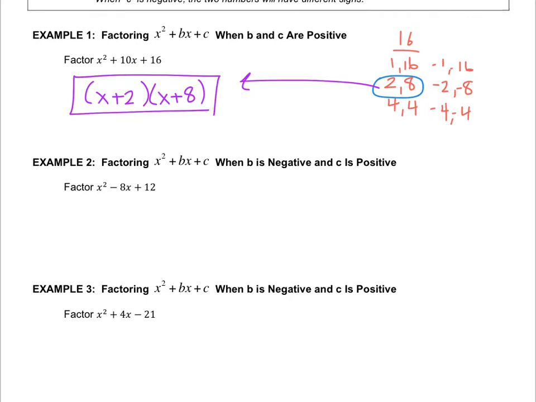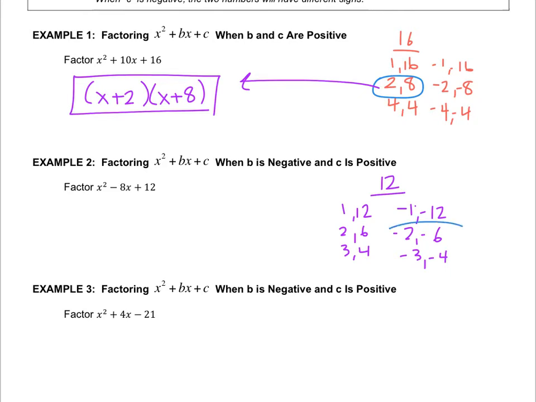So I'm looking for factor pairs of positive 12. So let's come up with 1 and 12, 2 and 6, 3 and 4, and then I've got -1 and -12, -2, -6, -3, -4. Like I said, as you get more familiar with this, you don't have to write the list, you can just think it in your head. So now what we're doing is we're looking for two numbers from this list that when you add them, you get -8. Which pair adds to -8?